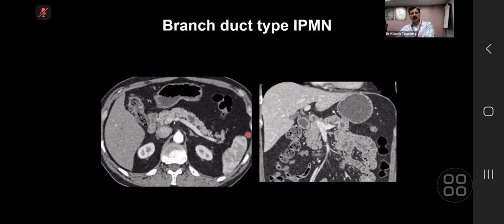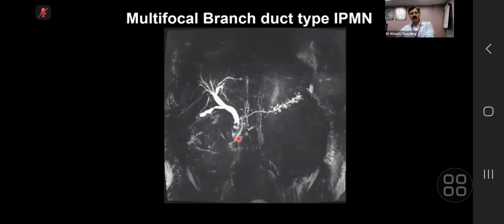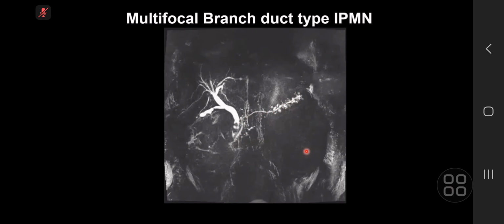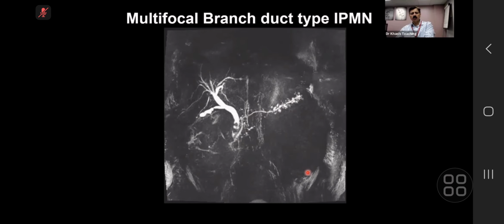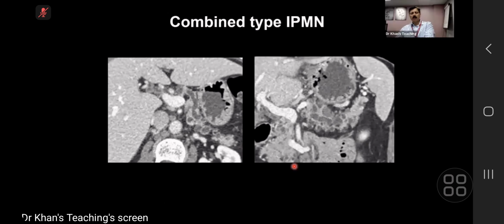This is a branch duct type IPMN, a very common finding, without any main duct type IPMN. This is a multifocal branch duct type IPMN. You can see multiple branch duct type IPMNs. I don't think they will show you this in 2B, it's just an incidentaloma. But main duct type IPMN, you have to remember for your exam. Combined tumors are also there.